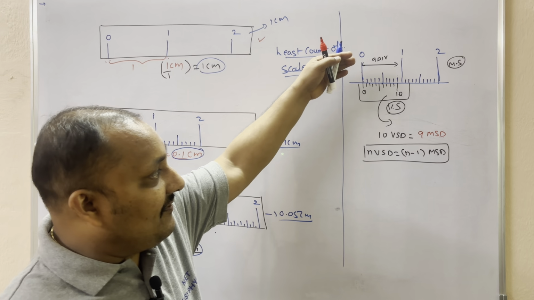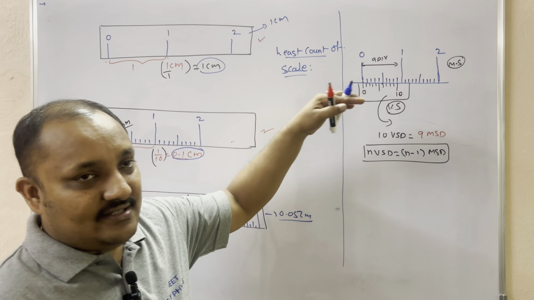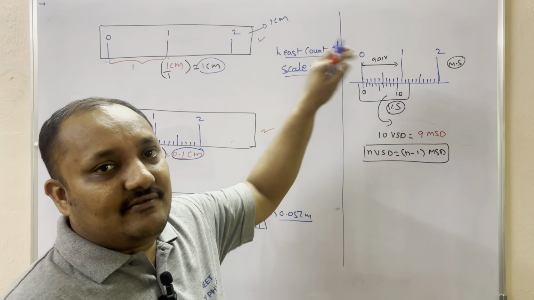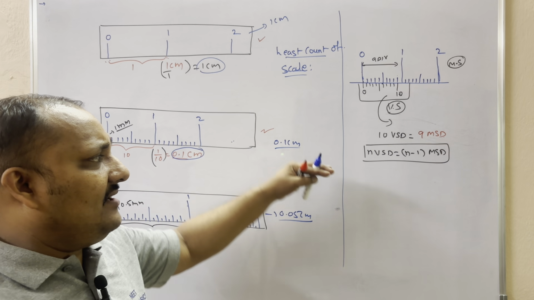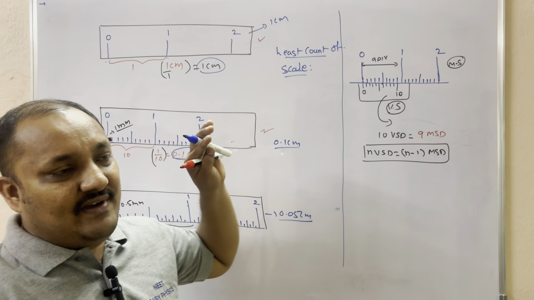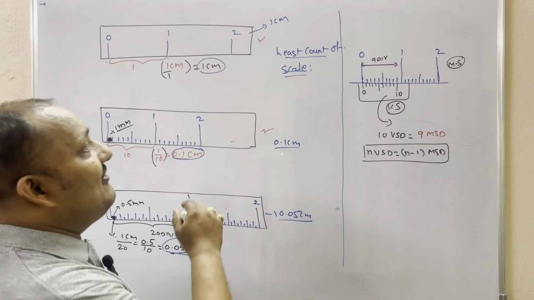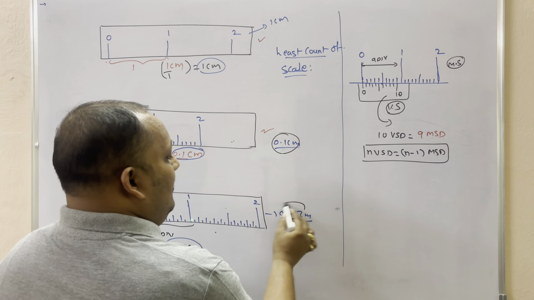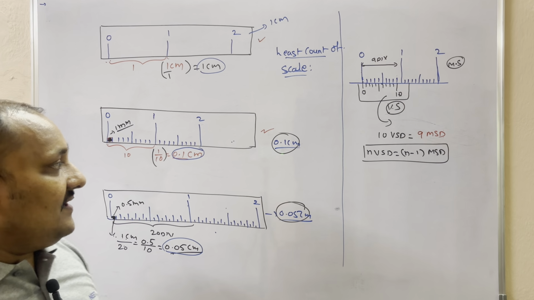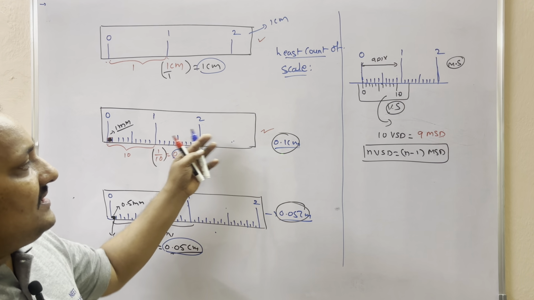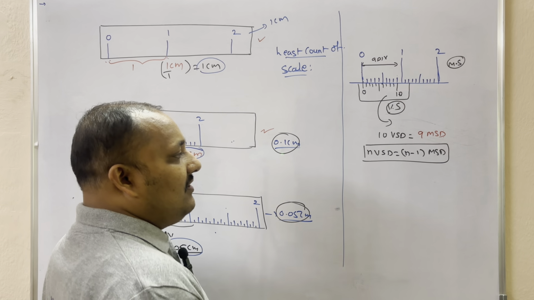So in vernier calipers, you mainly have two scales. One is the main scale, another is the vernier scale. What is the least count of this scale? For any measurement, whatever value you measure with any instrument, there will definitely be a least count. Earlier we simply said it because there was only one scale. Here two scales are there, therefore for this there will be a formula.